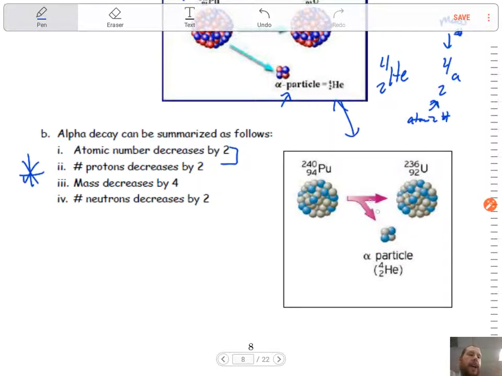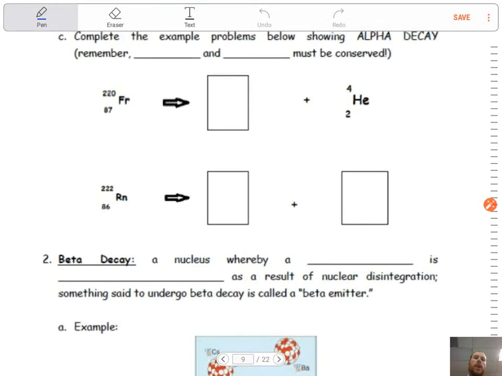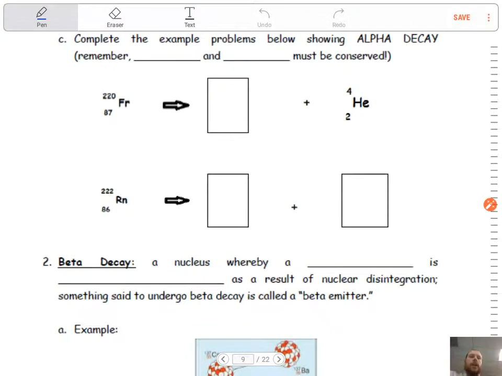But you can see that alpha decay means you get an alpha particle formed. So how do we do this? The big thing you want to remember, guys, is that we have to complete these problems so that charge and mass are conserved. This is going to be the same method for all the different modes of decay, except they're just going to be changing up what particles.